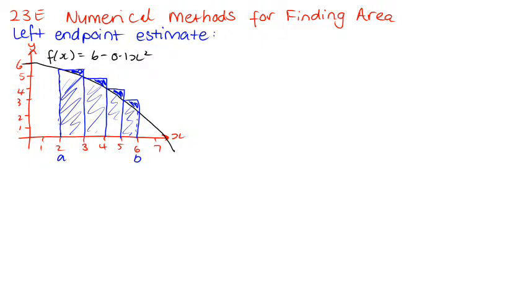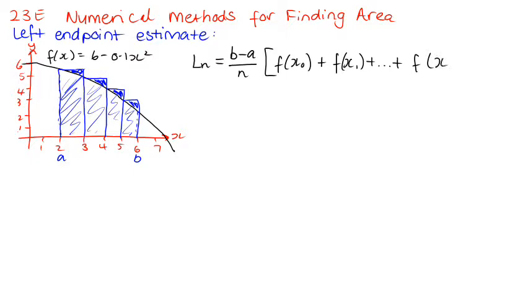And the rule is L_n, L for left endpoint, equals (b minus a) over n, times by f of x0 plus f of x1 plus dot dot dot plus f of x_(n minus 1).